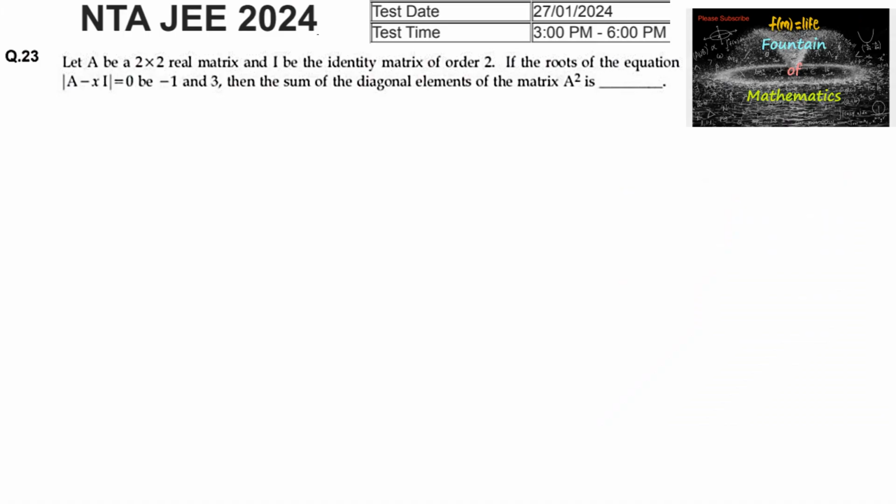Let capital A be a 2 by 2 real matrix and I be the identity matrix of order 2. If the roots of the equation determinant of A minus xI equal to 0 are minus 1 and 3, then the sum of the diagonal elements of the matrix A square is.